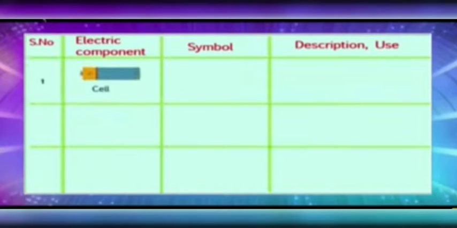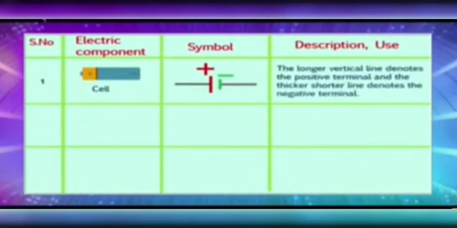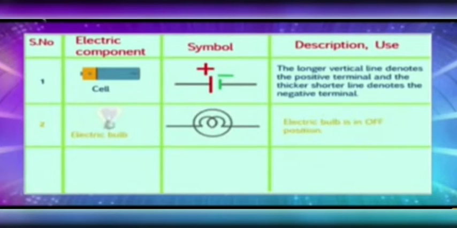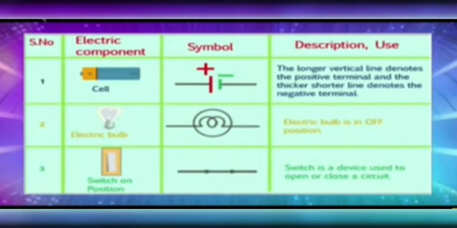1. Cell, cell symbol. The longer vertical line denotes the positive terminal and the thicker shorter line denotes the negative terminal. Second, electric bulb. Electric bulb symbol. Electric bulb is in off position. Third, switch on position. Symbol. Switch is a device used to open or close a circuit.